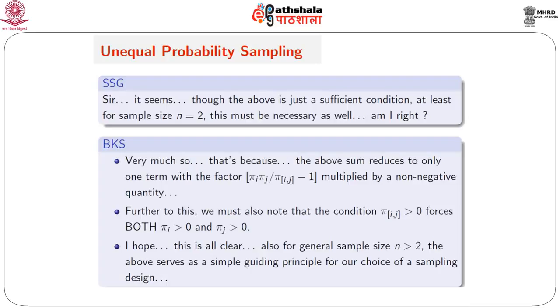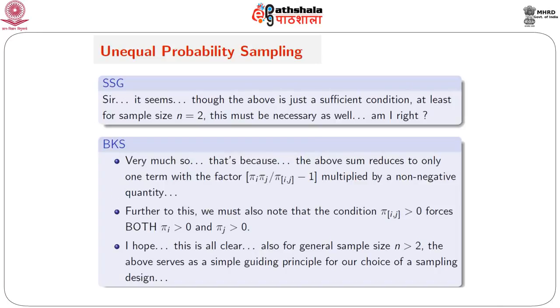Also, for a very general sample size small n greater than 2, the above serves as a simple guiding principle for our choice of a sampling design. If the sample size is 5 or 6, there are so many terms in the expression for the variance estimate, we do not know which are positive and which are negative. On the whole, it may be positive, but we are not sure about it. So, to be on the safe side, we ask all pi i pi j to be greater than or equal to pi ij.